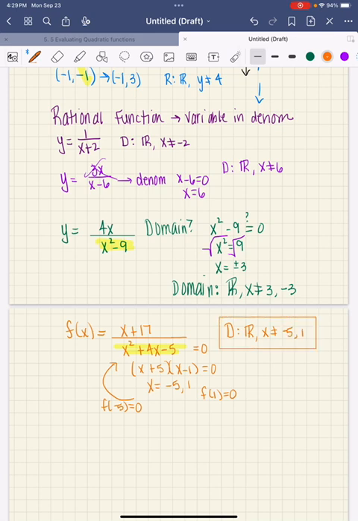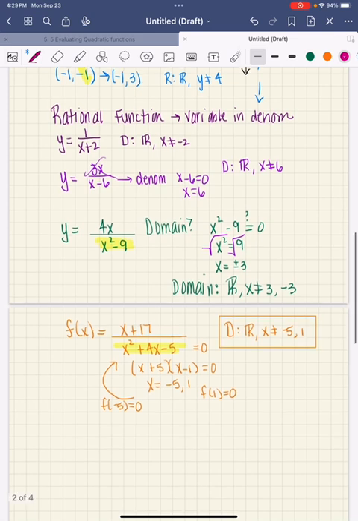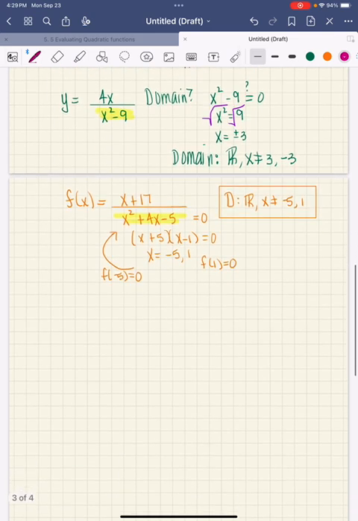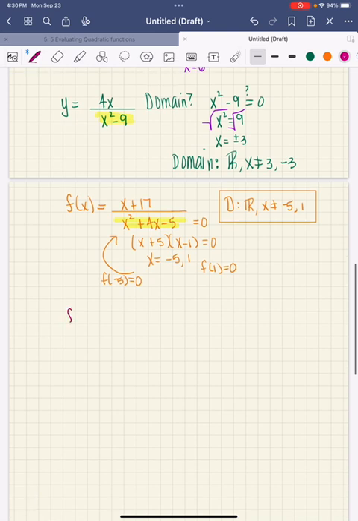We'll worry about the range later, but what I care about right now is the domain. You know what? Sometimes, even though there's a variable in the denominator, the domain could still be all real numbers. An example of that would be f of x equals 2x squared minus 7. Who cares? That could be anything, it doesn't affect the domain.